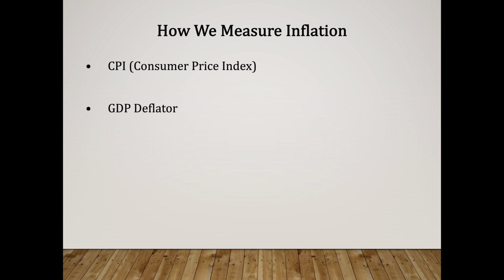That's why governments constantly track inflation using different measures. The most commonly used ones are 1. CPI, that is, Consumer Price Index, and 2. GDP Deflator. Let's start with CPI because it's closest to everyday life.